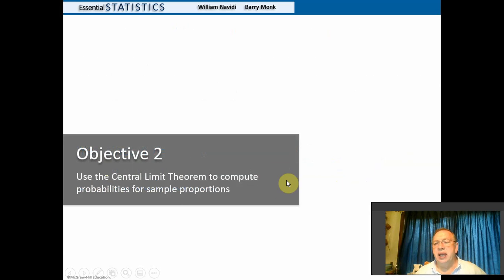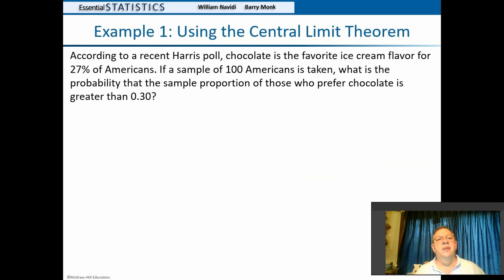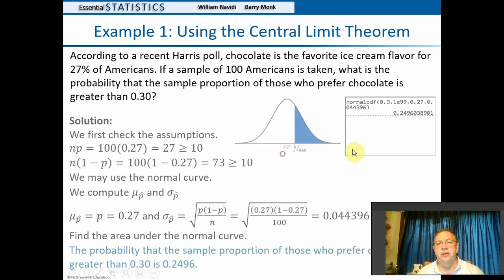So let's go through and calculate, to see what problems look like using sample proportions and computing based on the central limit theorem. According to a recent Harris poll, chocolate is the favorite ice cream flavor for 27% of Americans. If a sample of 100 Americans is taken, what is the probability that the sample proportion of those who prefer chocolate is greater than 0.30? I grab one particular random sample of 100, and I'm asking, based on the sampling distribution, what would be the probability that that particular sample proportion would be greater than 0.30?